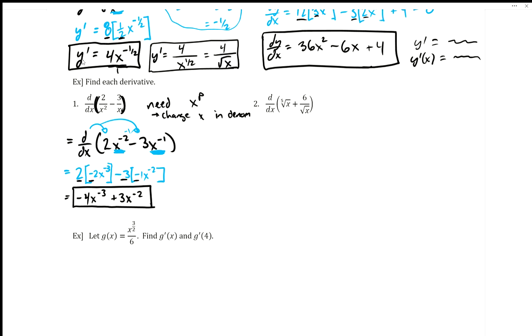But if they want us to rewrite it, then this would be negative 4 over x cubed. So now we're using the rule in reverse. The negative power we can move down and make a positive power. And then plus 3 over x squared. Okay, so these are the same thing. Just it depends on which one they might prefer. Again, the first one's probably fine, but sometimes they don't like negative powers.